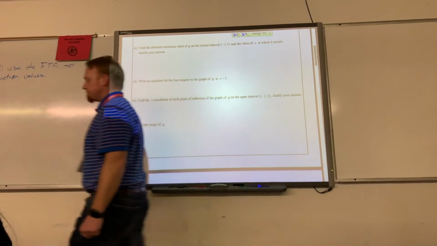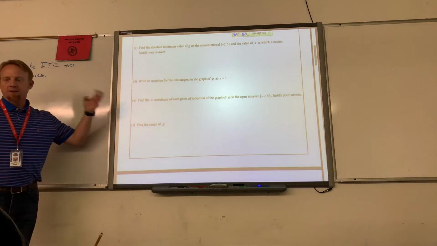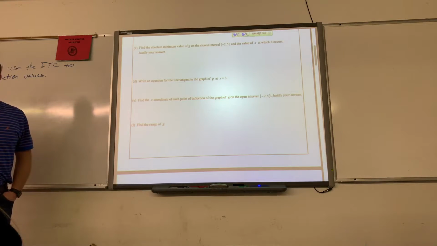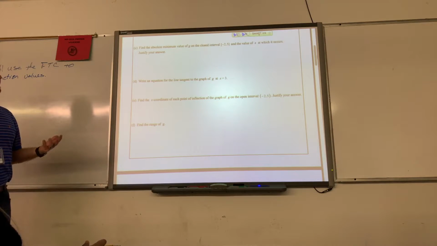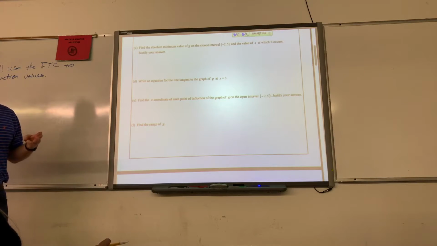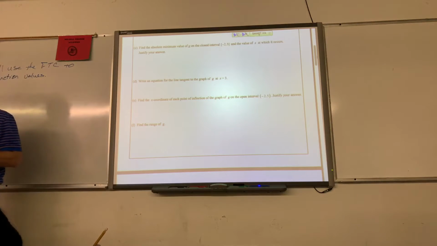All right, C. Find the absolute minimum value of G on the closed interval from -2 to 5 and the value of x at which it occurs. Justify your answers. So this goes well with our starter problem today. So what do we do here? Find where the derivative is equal to 0. So where's the derivative equal to 0? -2, 2, and 4. And then what do I need to do with those values?